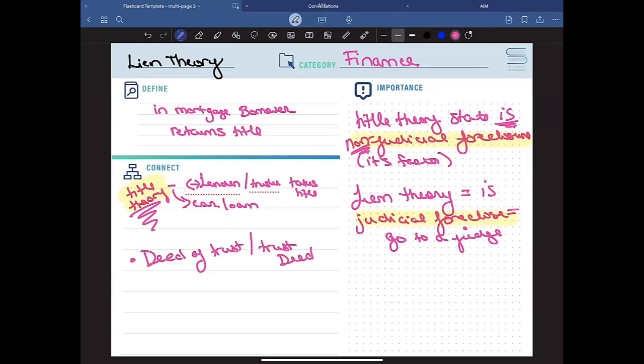Because that's what transfers ownership to a buyer in a title theory state.